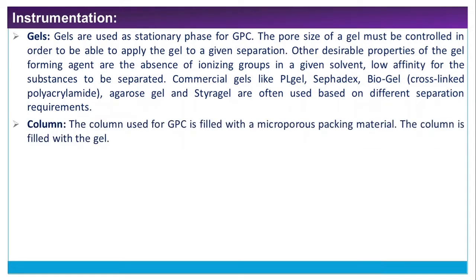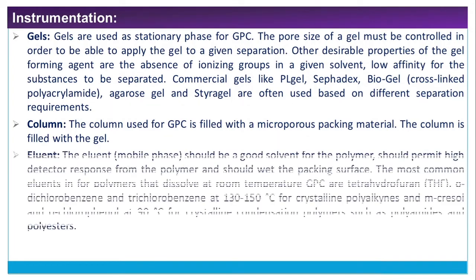Then the column used in GPC is filled with microporous packing material. The column is filled with the gel. The column is the same as in gas chromatography or liquid chromatography. The length is around 2 to 4 meters and the diameter is around 2 to 4 millimeters. According to that, you have to use the columns.